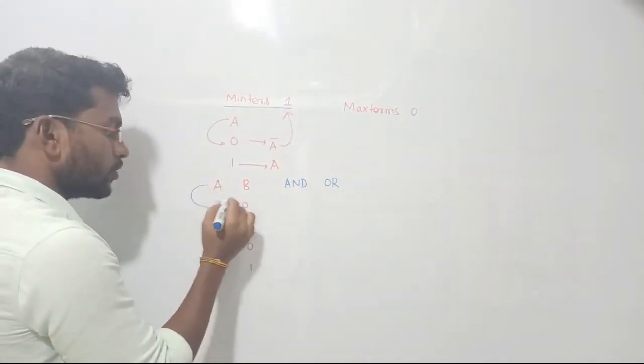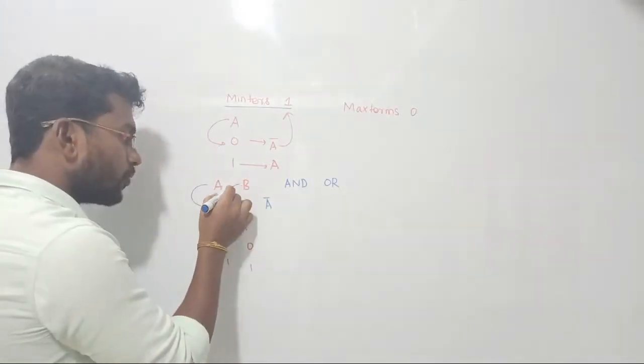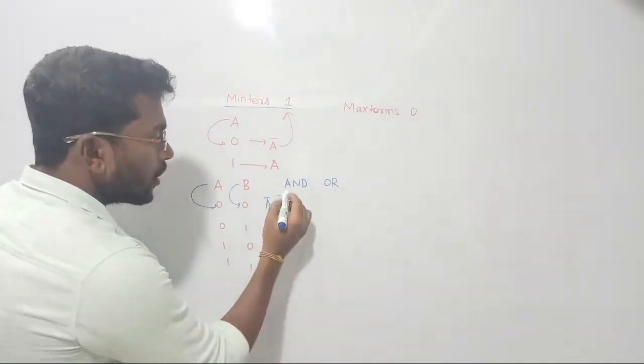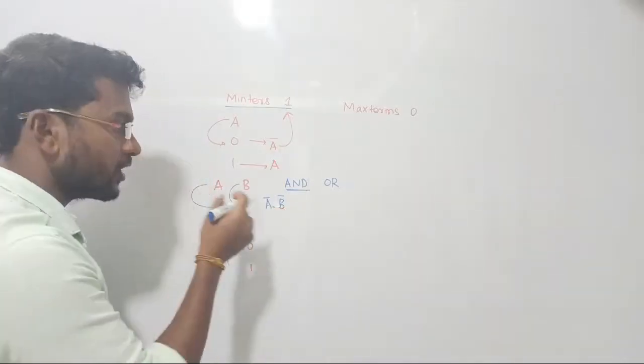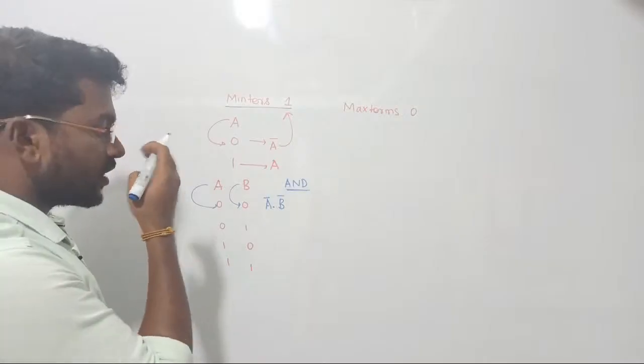If a is 0, then I cannot consider a directly, I have to take a bar, right? Similarly, if b is 0, I cannot directly consider b, we have to consider b bar, and since first we have to use AND such that they will be multiplied, right? So that is how we are writing the min term. Later I will tell you how to write this function in terms of OR, right?